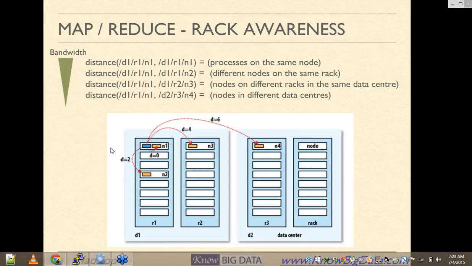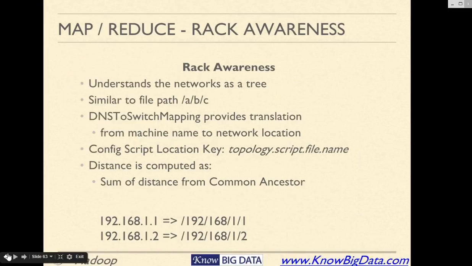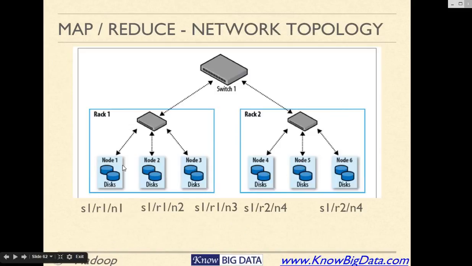What about the second case? D1, R1, N1 and D1, R1, N2. What is the distance between this? This is basically different nodes on the same rack. Think about the common ancestor thing that I just said. Okay, some of you say 2, some of you say 1. Okay, so take a look at this slide again.